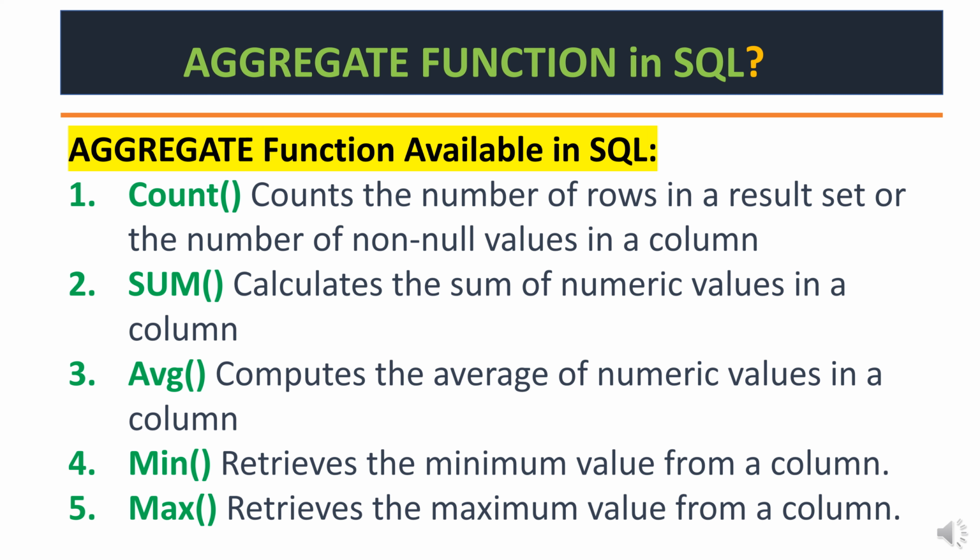So guys, we have five types of aggregate functions available in SQL. Count is used to count the number of rows in the result set. When I say result set, it means in a table. And it is also used to count the number of non-null values in a column. Sum is used to calculate the sum of numeric values in a column. Average, as per the name, computes the average of numeric values in a column. Minimum retrieves the minimum value from a column. Maximum retrieves the maximum value from a column.